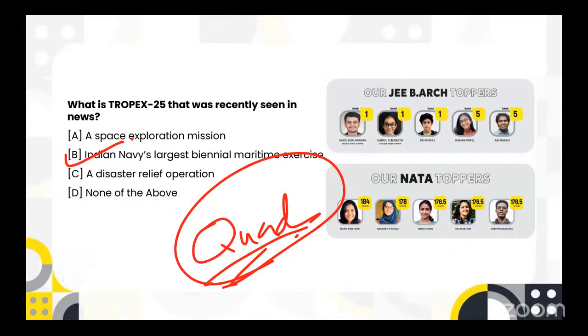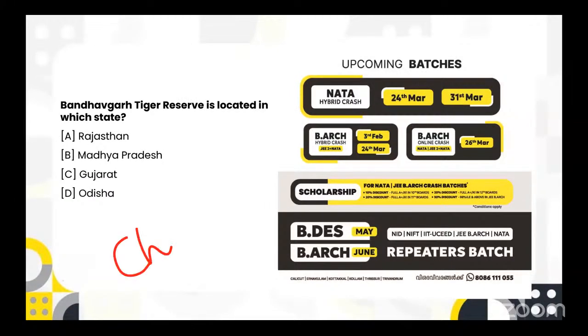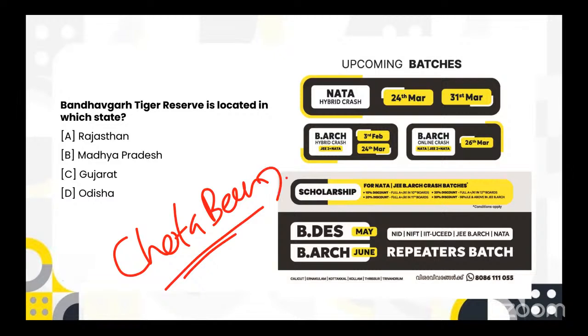Next one. Bandhavgarh Tiger Reserve is located in which state? Rajasthan, Madhya Pradesh, Gujarat, Odisha. Okay. So why was it in the news? Because recently you might have heard about a tiger known as Chota Bheem. It's a very popular, famous tiger.